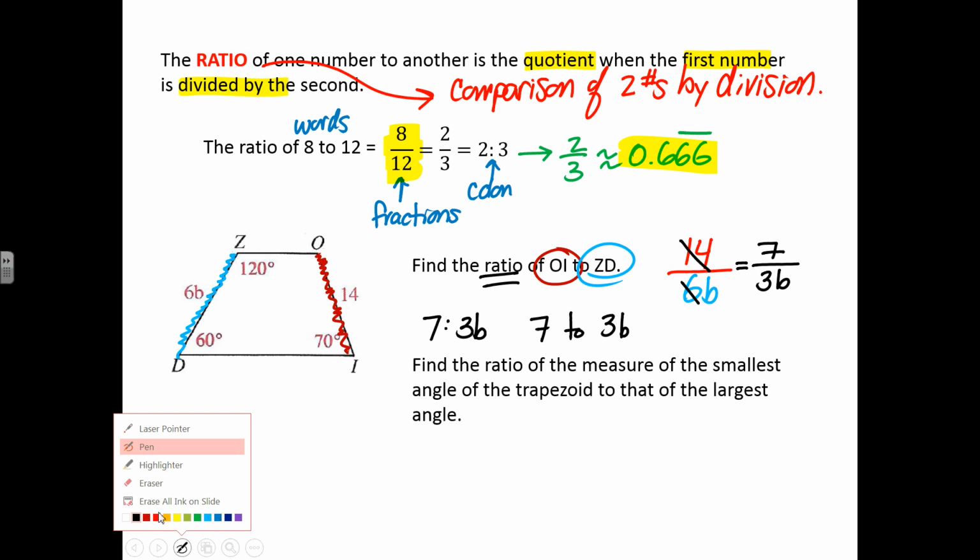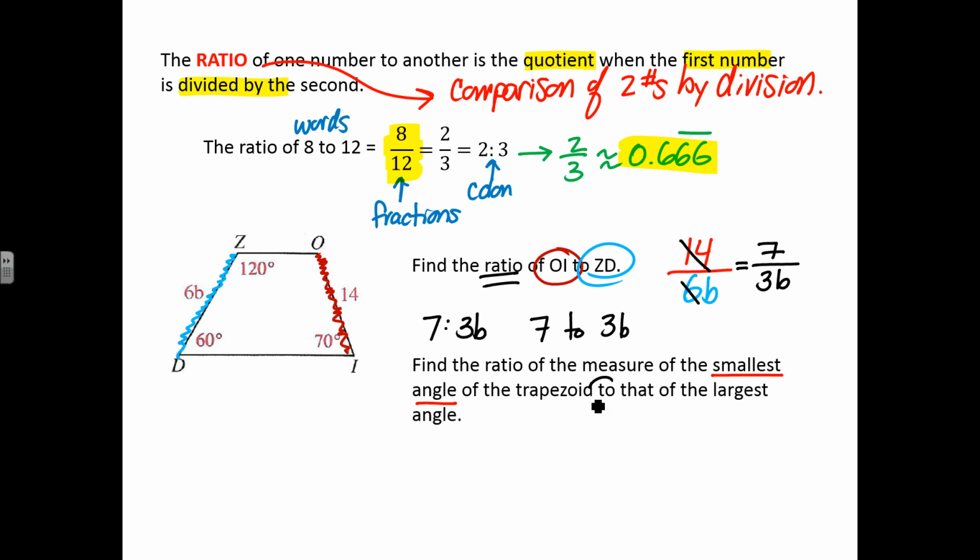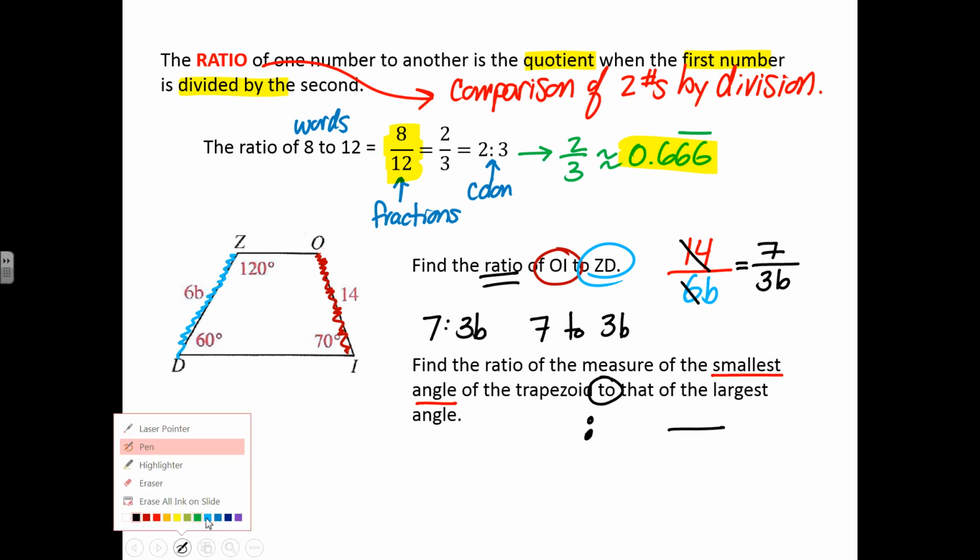Let's try another one. It says find the ratio of the measure of the smallest angle to the largest angle. Be careful of that word "to." "To" ends up being the colon or the fraction bar. The ratio of the smallest angle to the largest angle. Now, the problem is, you don't even have all the angles. So it's important that you find all the angles before you complete the ratio.